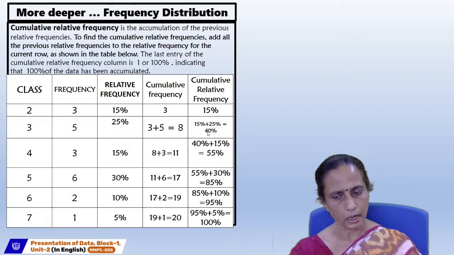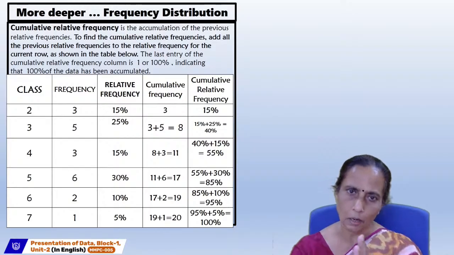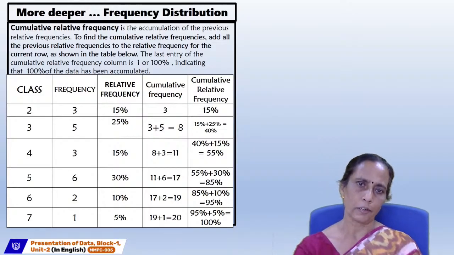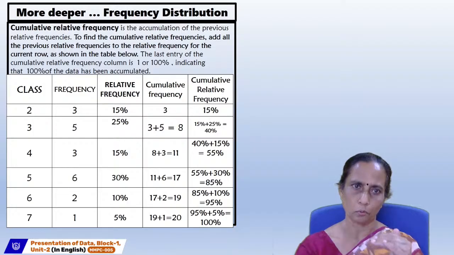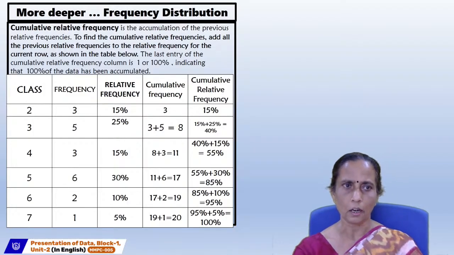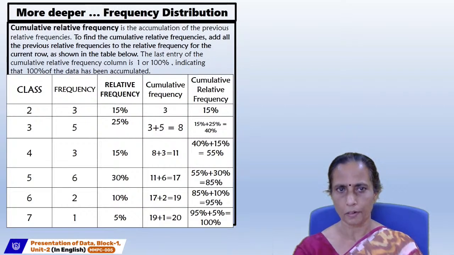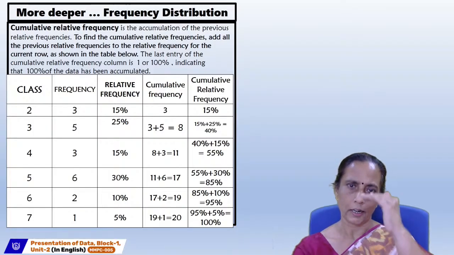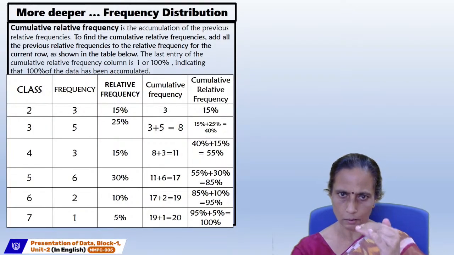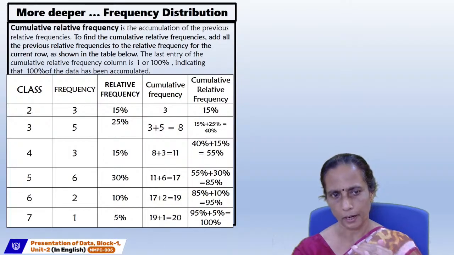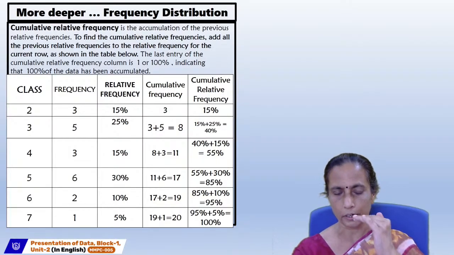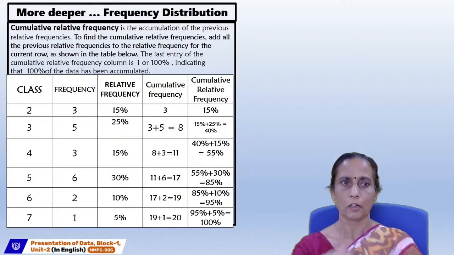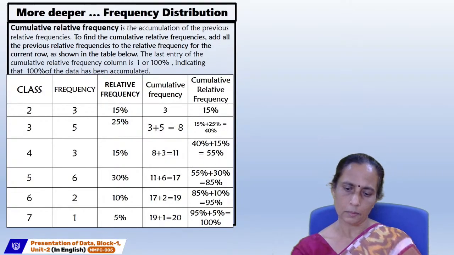As we did in case of cumulative frequency, the same is the case for cumulative relative frequency. To find the cumulative relative frequency, add all the previous relative frequencies to the relative frequency of the current row. Whatever is there above the current row should be added up. That will be the cumulative relative frequency of the current row or current class. The last entry will be 100%.